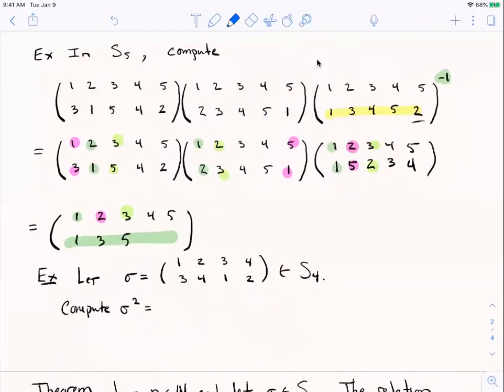You got it? Wondering what happens to 4. 4 went to 3. 3 goes to 4. 4 gets fixed. So at the end of the day, what happened to 4? It went to 4. Got fixed.